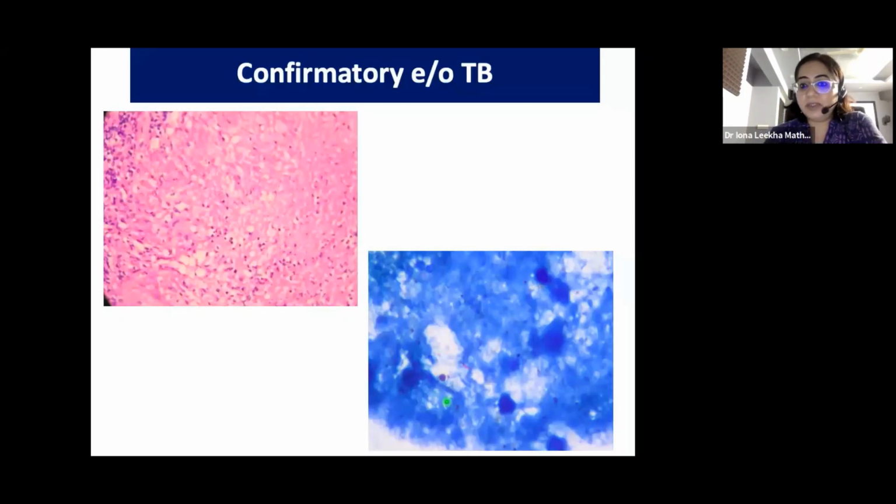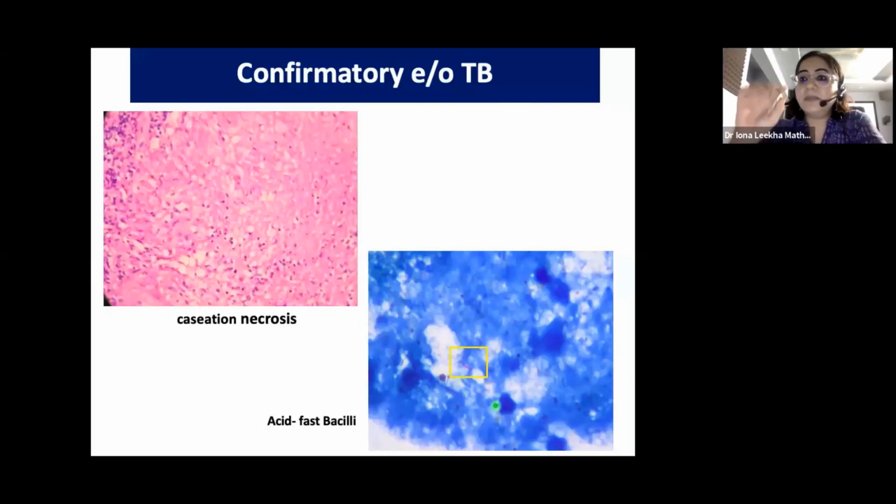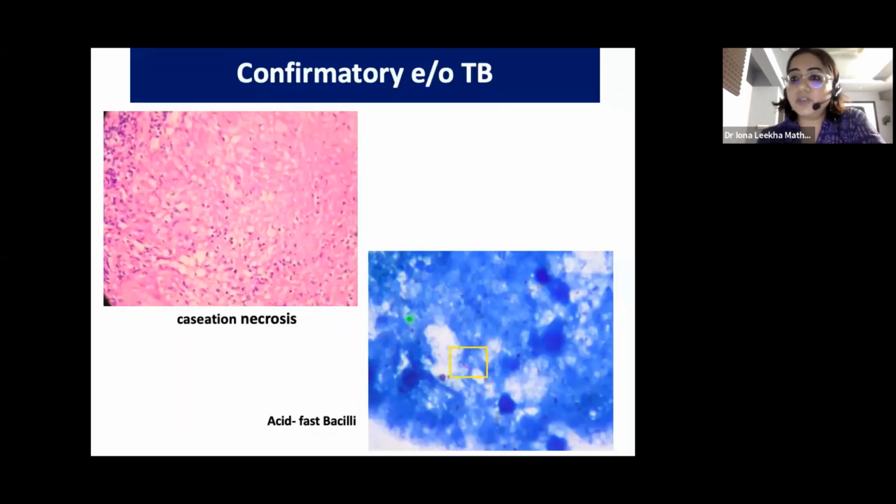Can you tell me what this is? What you see here? This is a Ziehl-Neelsen stain, the AFB stain. I can see a bacillus, acid-fast bacillus over there. Yes, you see it as a beaded structure. So this is the confirmatory evidence of tuberculosis, the presence of caseation and the finding of acid-fast bacilli, if you are lucky, in a biopsy.